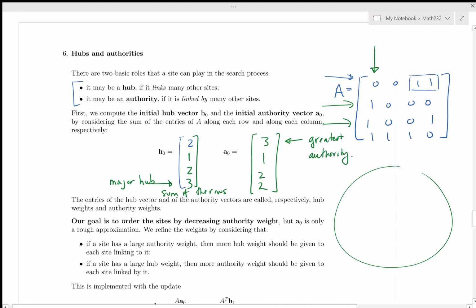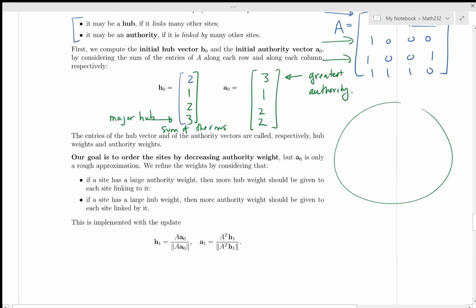All right. I'm still trying to decide which of the 4 sites I should show the person who searched on the words linear algebra as the greatest subject. Which of these 4 sites should I show them? So we want to order the sites by decreasing authority weight. We want to know who's the best, really. But we want to consider that if a site has a large authority weight, then more hub weight should be given to the sites that link to it.